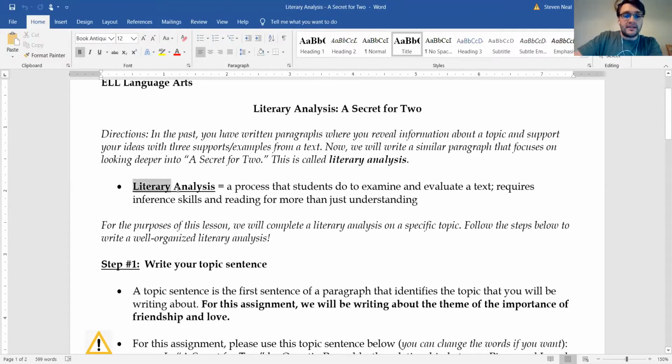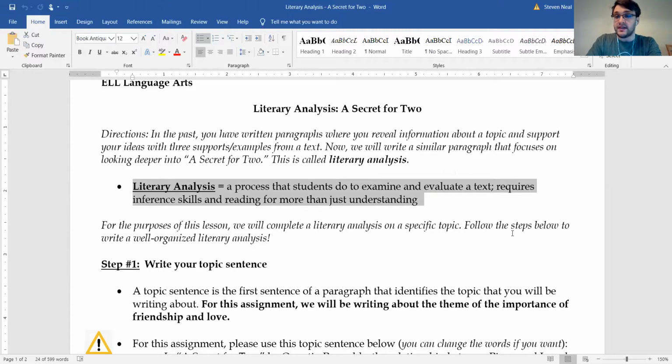So what literary analysis means is it is a process that students do to examine and evaluate a text. And it requires us to have strong inference skills and reading for more than just understanding. This type of writing is not to show me that you understand something, it's to look deeper at something and infer information. So I'm going to walk you through the process of doing literary analysis, okay?